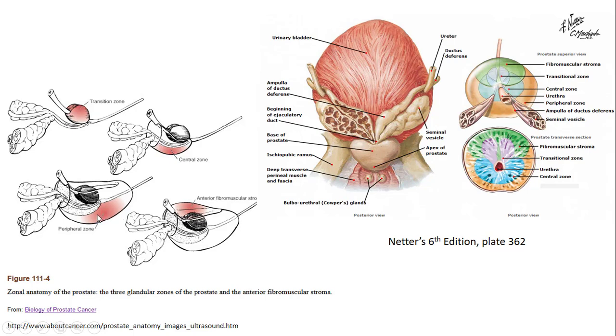And the peripheral zone is this thicker area here in the back, and this is again the area that can be felt during a rectal prostate exam. And then the anterior fibromuscular stroma is the anterior portion. There it is. I lost my cursor again, and there it is right there in the front. So these are some great views of the prostate. You can see each individual portion and see how it relates to one another.